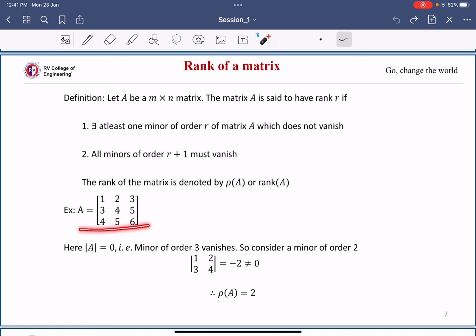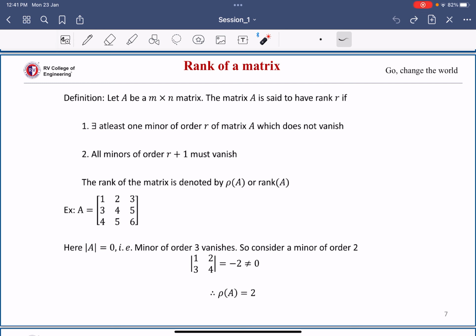So I have considered a 3 cross 3 matrix. Since it's a 3 cross 3 matrix, I can evaluate the determinant of the matrix, right? The determinant of this matrix we get as 0, which means the minor of order 3 vanishes. Minor of order 3 is nothing but the determinant of the 3 cross 3 matrix, which vanishes. Vanishes in the sense it becomes 0. So when the minor of order 3 vanishes, we need to consider a minor of order 2.